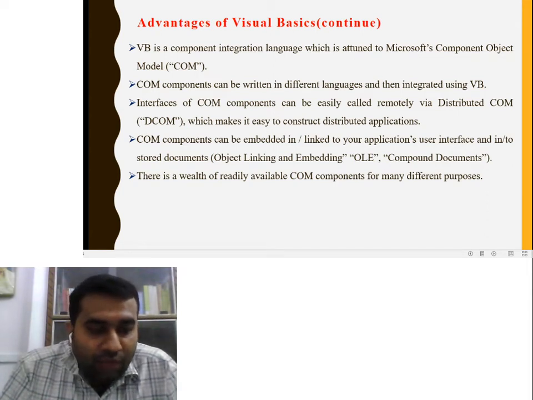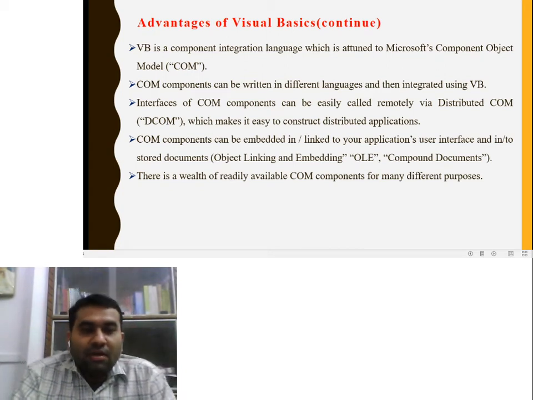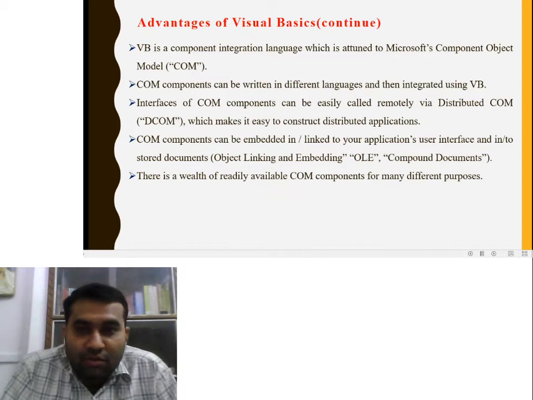An OLE object is a discrete data item that one application supplies to another. For example, a spreadsheet can supply to the worksheet.